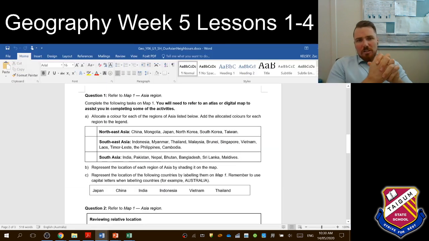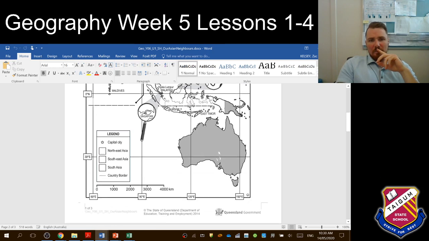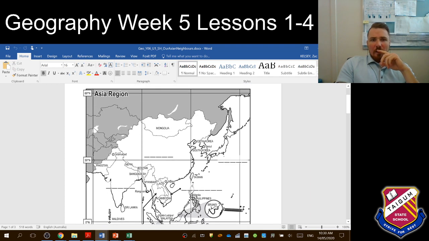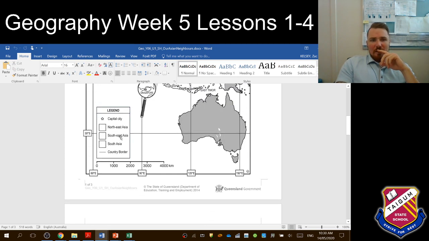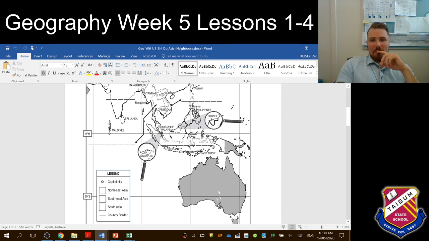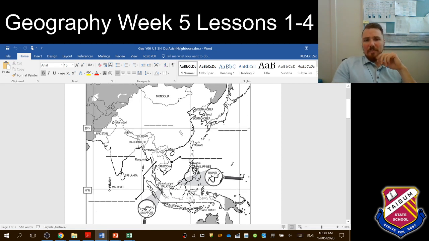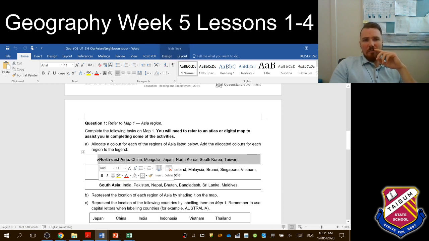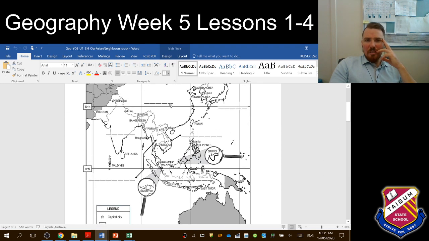Allocate a colour for each of the regions of Asia listed below. Add the allocated colours for each region to the legend. So if we look at this map, it's asking us to allocate a colour to each section. We can see here that we have Northeast Asia, Southeast Asia and South Asia. I would like you to choose a colour for each of those, and you're going to colour in these countries, selecting the ones on the list. You can see China, Mongolia, Japan, North Korea, South Korea, Taiwan. They all fall into Northeast Asia. So as best you can, try to colour that.